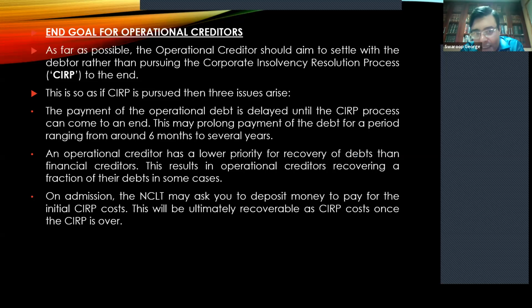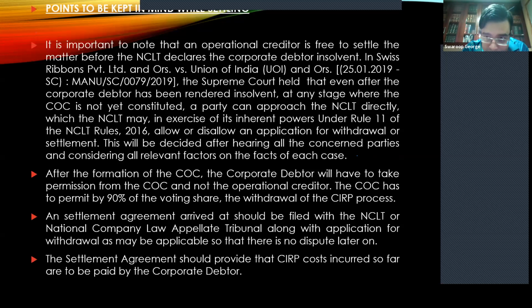There are certain points to be kept in mind while settling. The advantage of settling, of course, is that you get the entire amount. No need for waiting. You can get the entire amount as soon as possible, or as per the schedule agreed in the settlement agreement. Now, the first question that arises is when you can settle. Anytime before the actual judgment declaring the corporate debtor company insolvent, you are free to settle. There is no question about that.